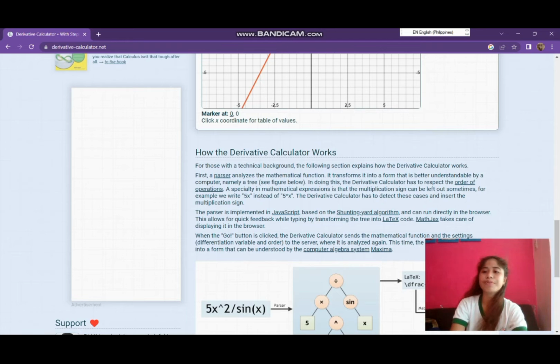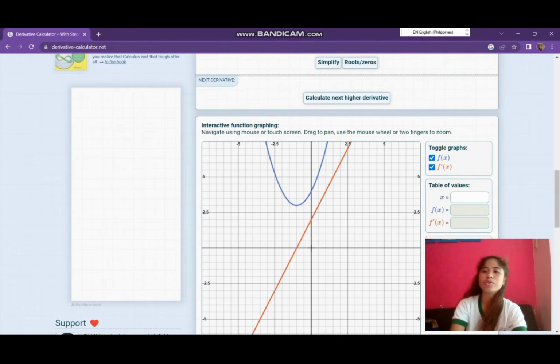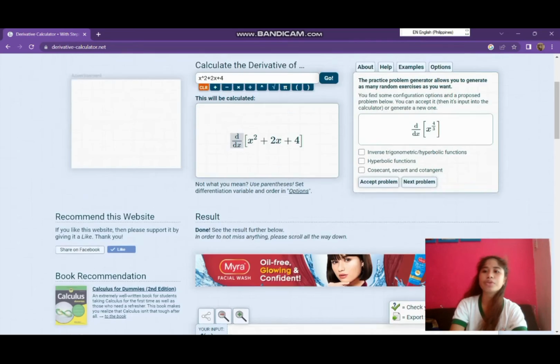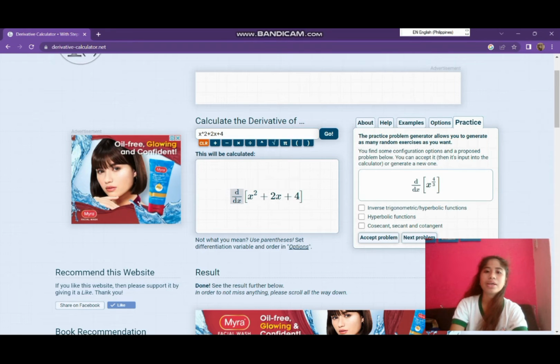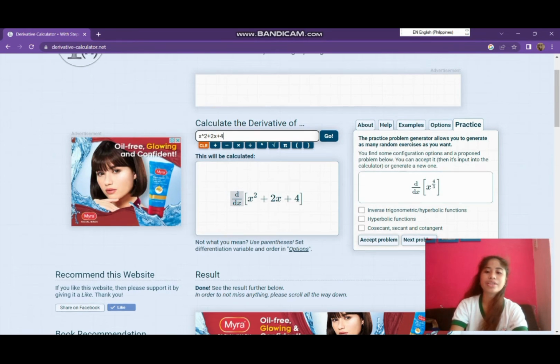The derivative calculator is very easy to understand. All you have to do is just input your problems. Let's have another example.